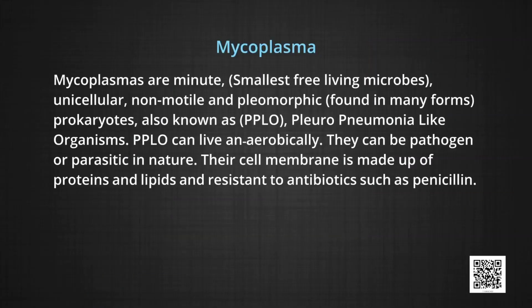Mycoplasma. Mycoplasmas are minute, meaning the smallest free-living microbes, unicellular, non-motile and pleomorphic, meaning found in many forms. These prokaryotes are also known as PPLO, that is pleuro pneumonia like organisms. PPLO can live anaerobically. They can be pathogenic or parasitic in nature. Their cell membrane is made up of proteins and lipids and is resistant to antibiotics such as penicillin.